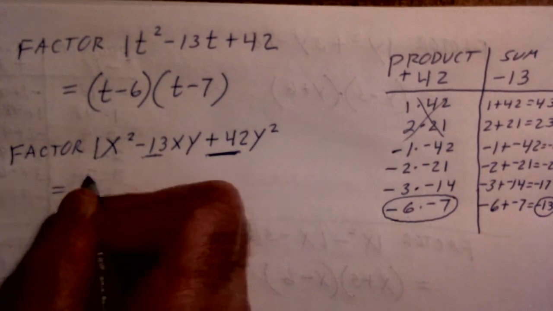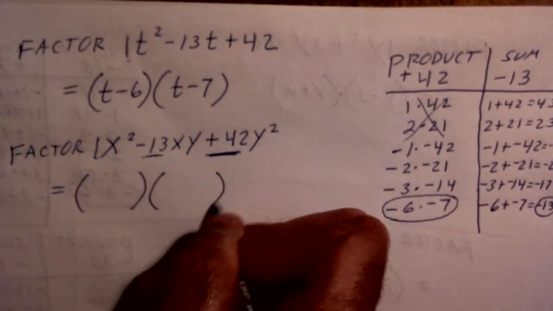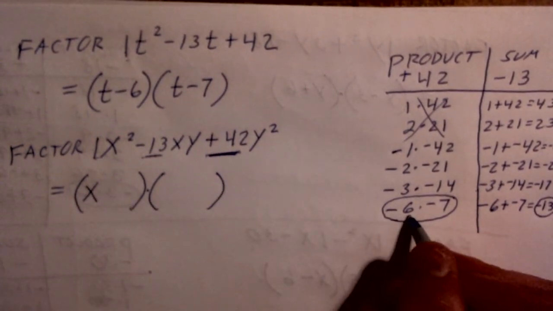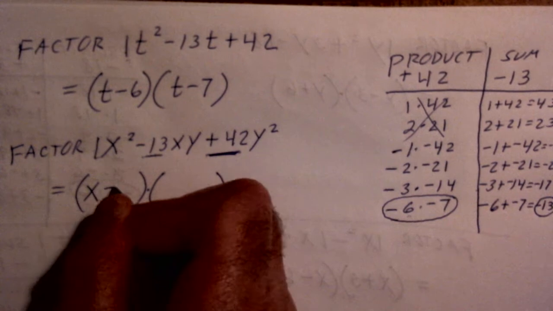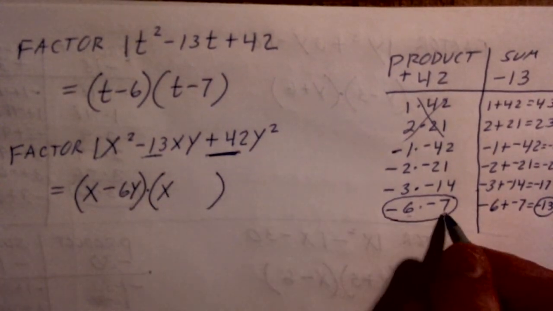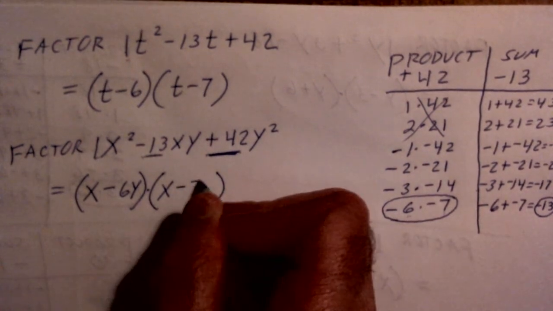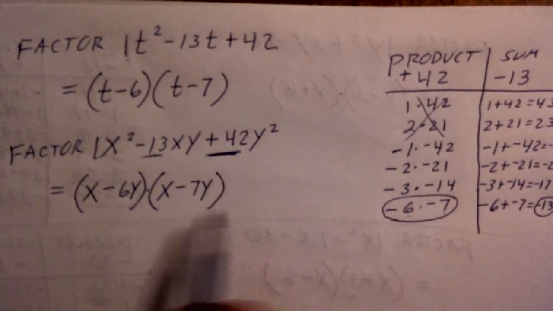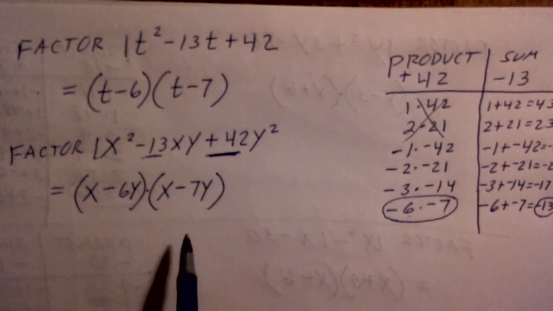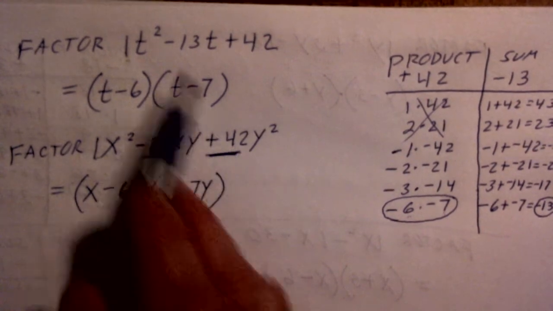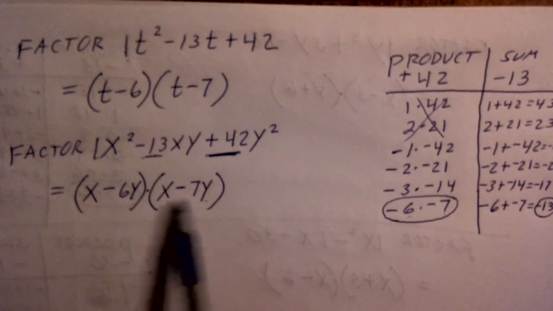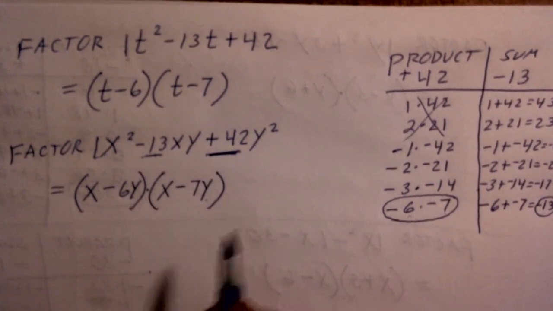Hence, this trinomial will factor immediately into the product of two binomials. The two binomials have to be x minus 6, not just minus 6 though, but minus 6y, times x minus 7, not just minus 7, but minus 7y. And there you go. This would be the factorization of this trinomial. So the only difference between this one here and the previous one up here is the fact that we have a y thrown in the end here. Okay, that's the only difference.